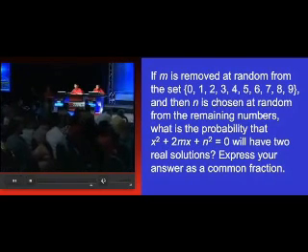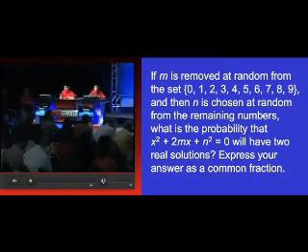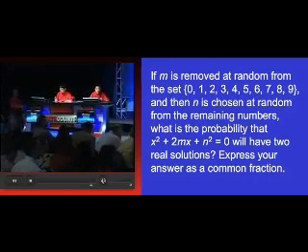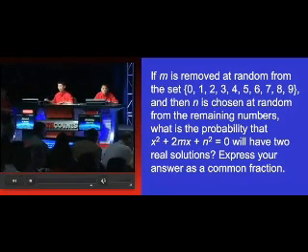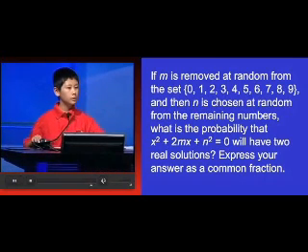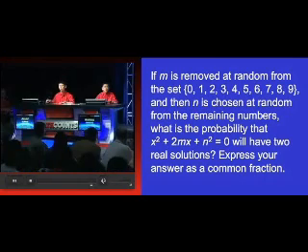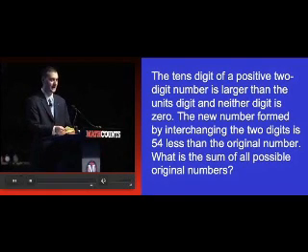And the question is, if m is removed at random from the set 0, 1, 2, 3, 4, 5, 6, 7, 8, 9, and then n is chosen at random from the remaining numbers, what is the probability that x squared... David. 1/2. 1/2 is the correct answer. We now have a score of 2 for David, 1 for Bobby. Moving to the next question.